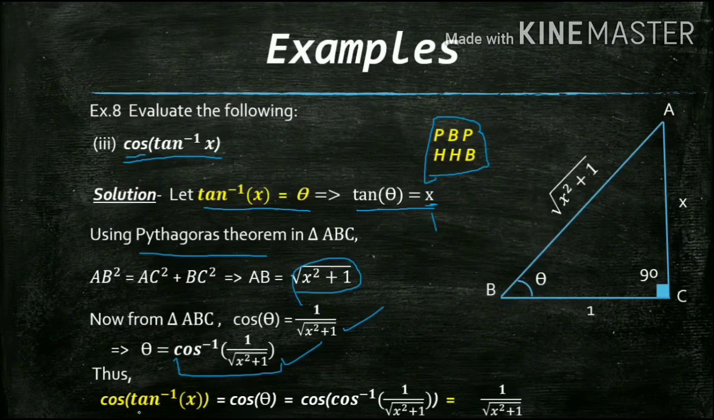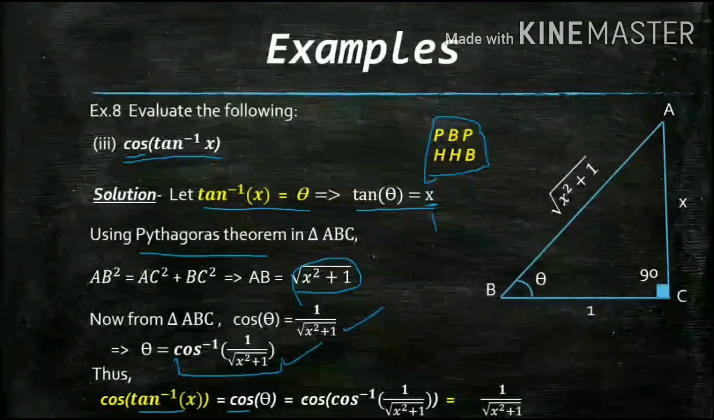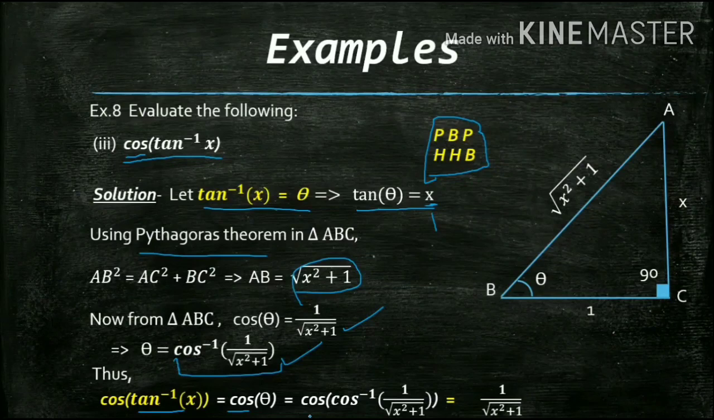Now just the final step. So you are given cos of tan inverse x. You write it as cos of theta. Take tan inverse x as theta. Then you compute theta in terms of cos as cos of cos inverse of 1 upon square root of x square plus 1, which is nothing but 1 upon square root of x square plus 1.